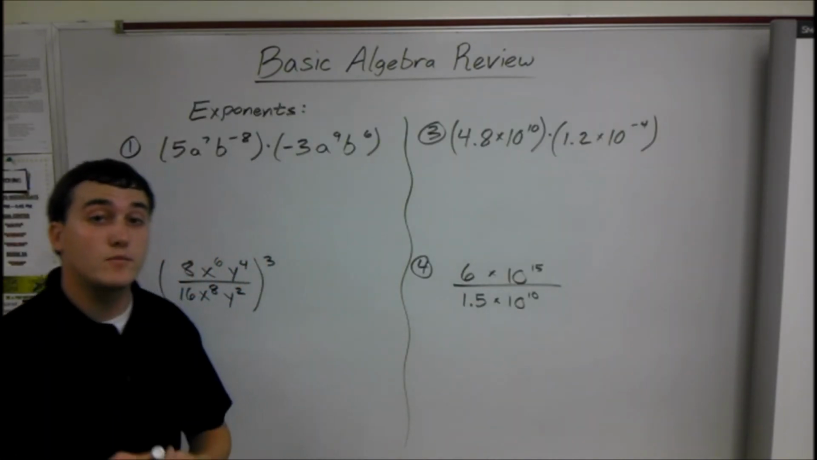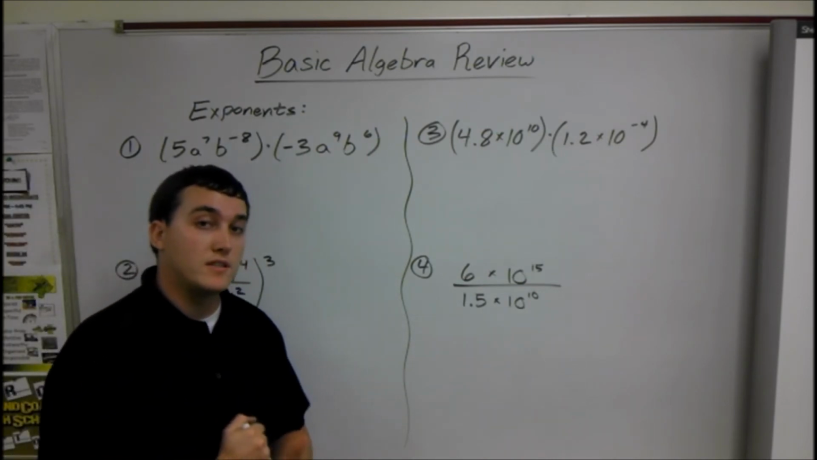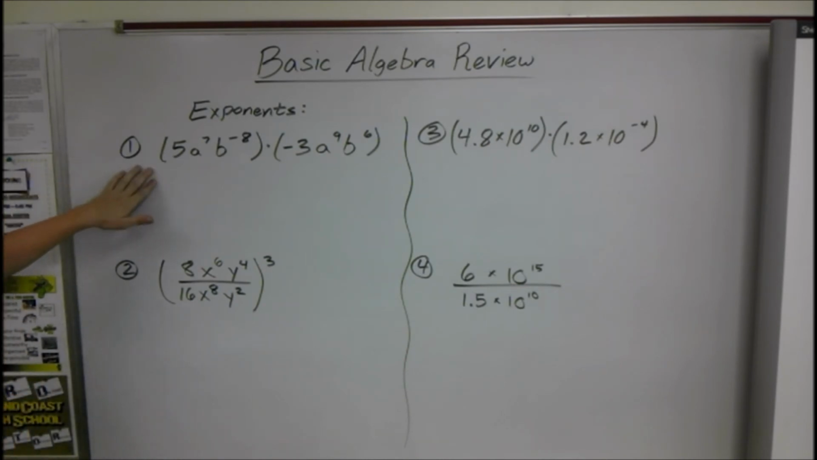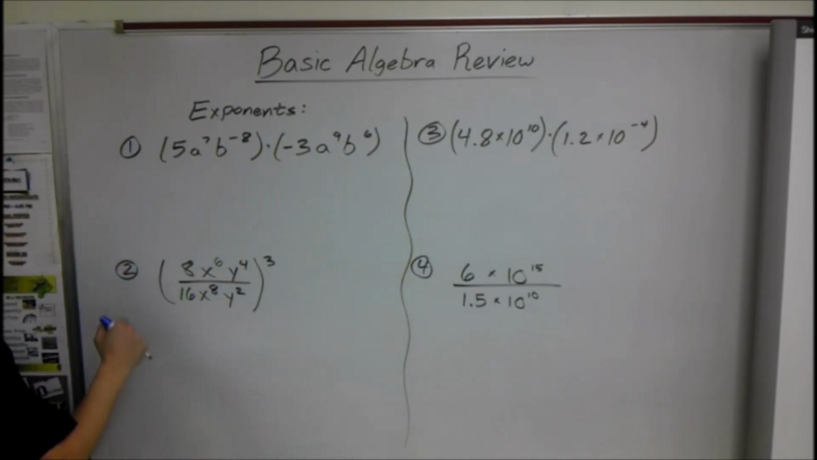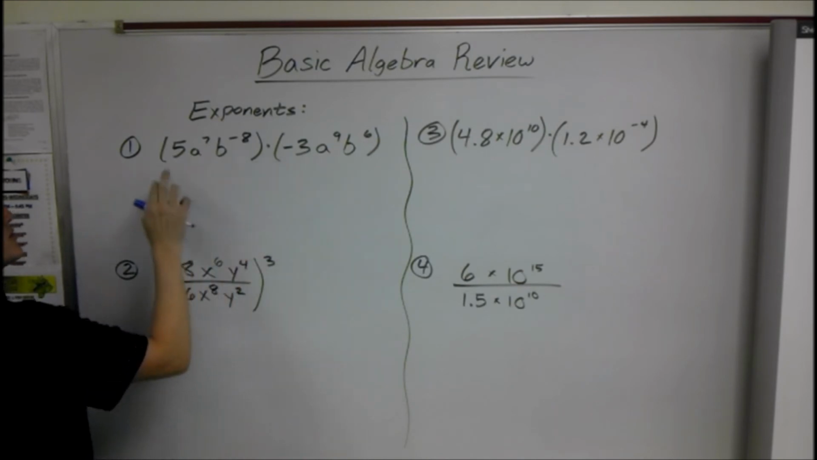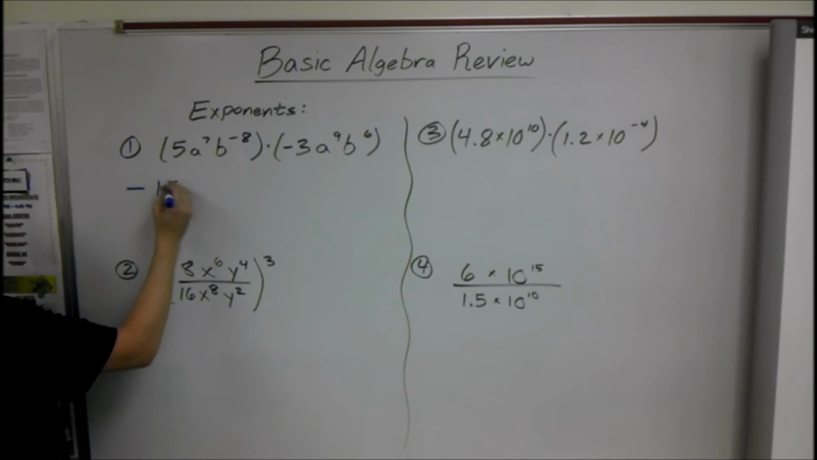Alright, next I'll be talking more about exponents and simplifying exponents. They like to put these on college tests. So, first thing, we are multiplying two polynomials. We want to multiply the regular numbers first, and then deal with the letters. So we have 5 times negative 3. That's negative times a positive is negative 15.